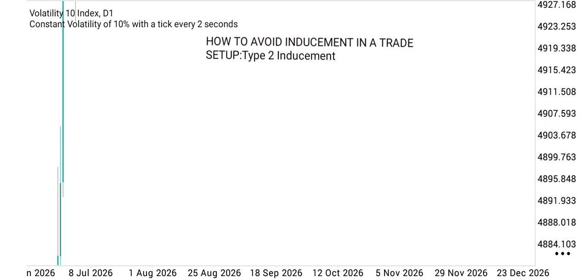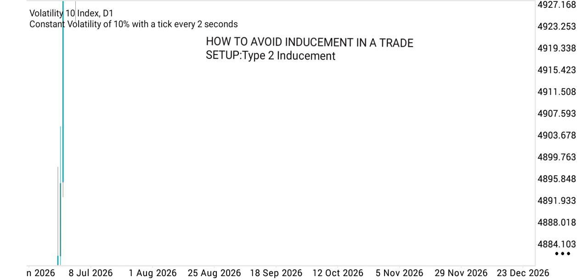So I'm here again to continue our class on how to spot inducement and liquidity, and how to navigate them in making trade decisions. Yesterday we talked about type 1 inducement, that is inducement that forms after the break of structure. Today we'll be talking about type 2 inducement. These are inducements that form before a break of structure.